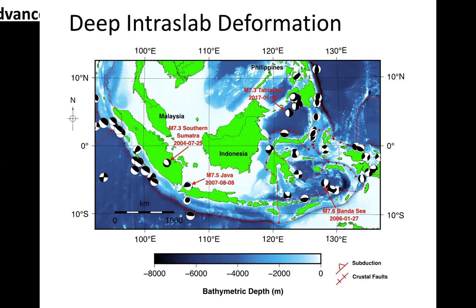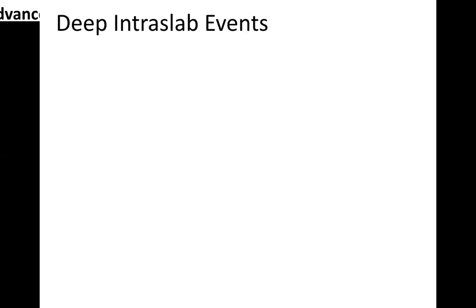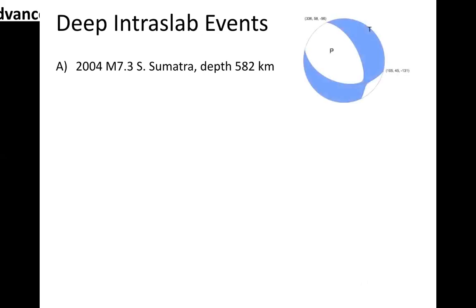So, very complex. Here are a couple of prominent examples of large deep earthquakes. Despite their differences, they still have the capacity to reach great magnitudes. They also vary greatly in their focal mechanisms, such as the 2004 magnitude 7.3 that occurred beneath southern Sumatra at 582 kilometers depth due to oblique normal faulting.